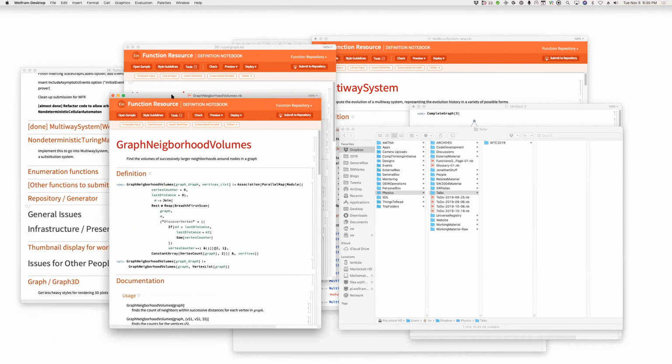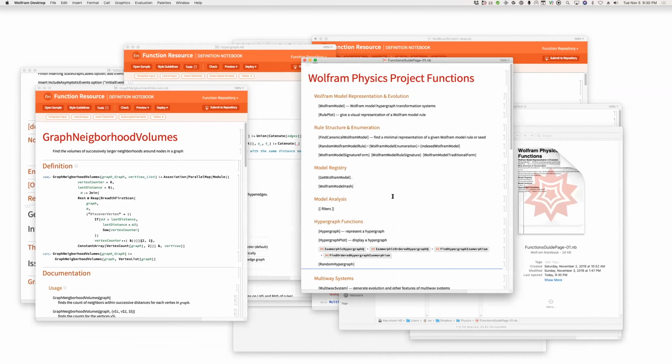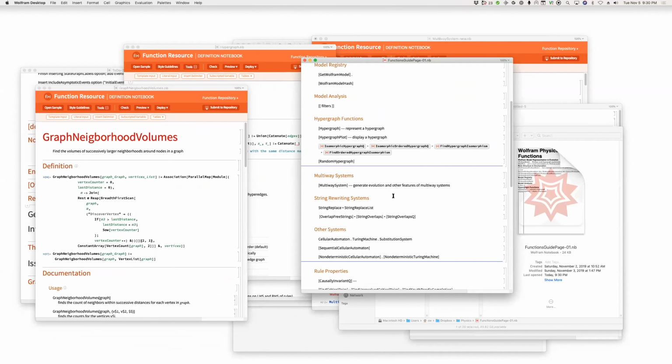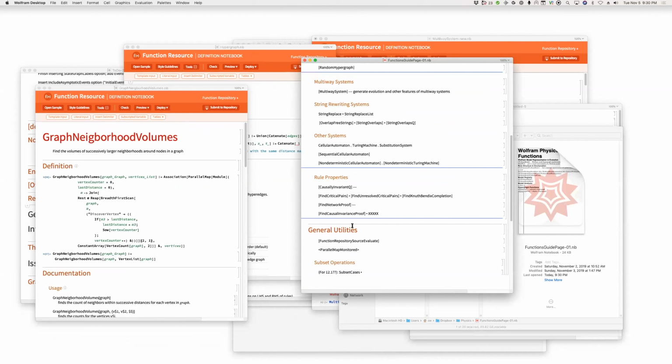And then the other thing I want to achieve is just getting these functions ready for the function repository. And by the way, we need to add graph neighborhood volumes to our list of functions. Down here, we want to have something that says graph analysis. And one of the things we have there is graph neighborhood volumes.